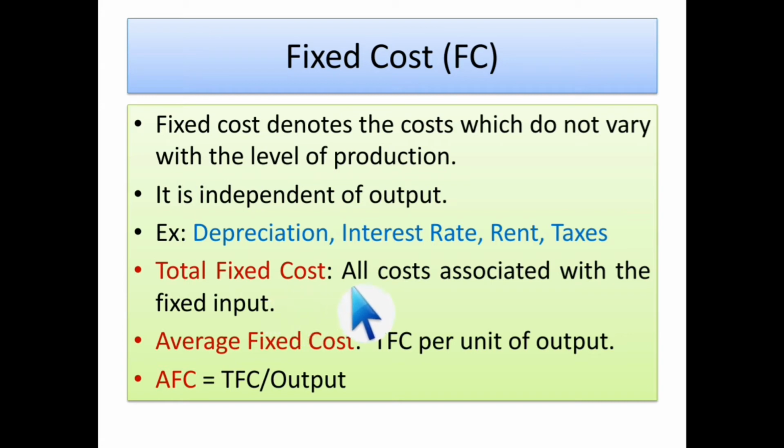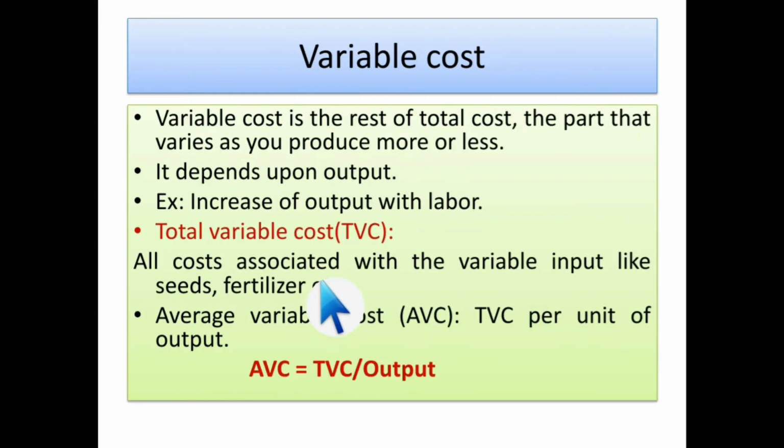Total fixed cost is all the cost associated with the fixed input, and average fixed cost is total fixed cost per unit of output. That is total fixed cost divided by total output, that is your average fixed cost. Okay, very carefully see the terms. Then variable cost. See, variable cost is the rest of total cost, the part that varies as you produce more or less. As I have told you, whether you produce more or less, fixed cost has no role.